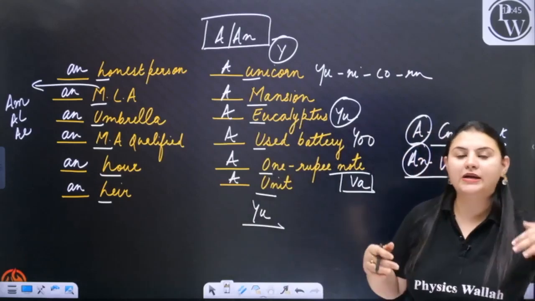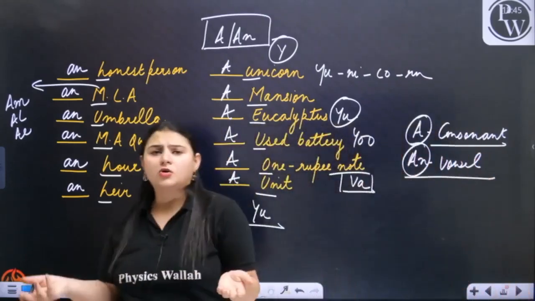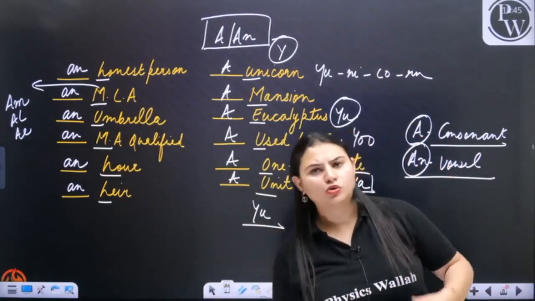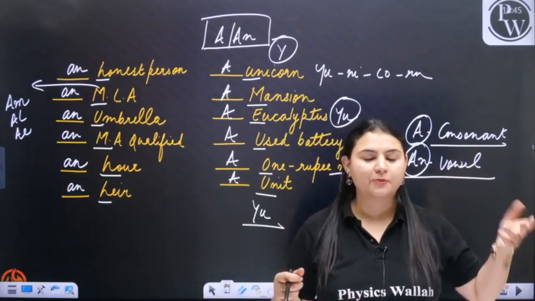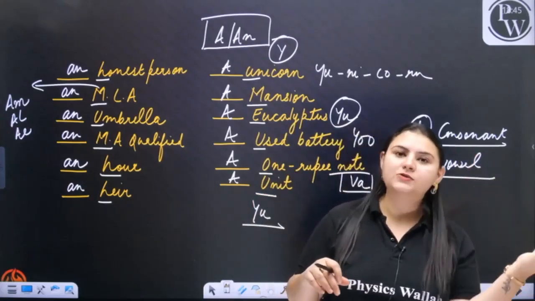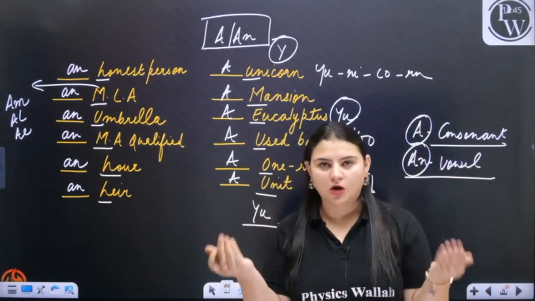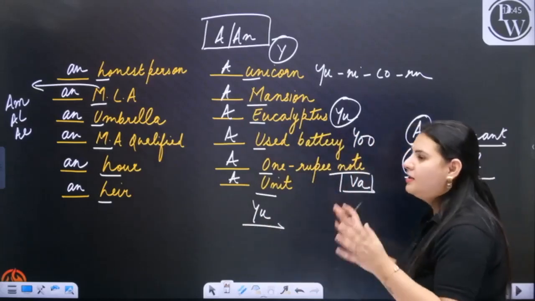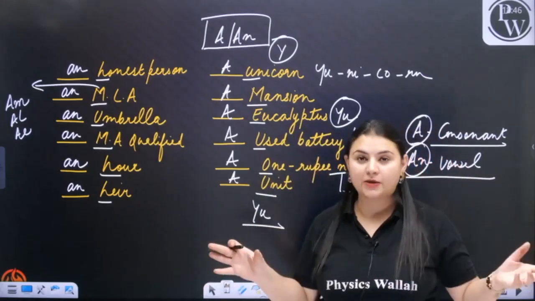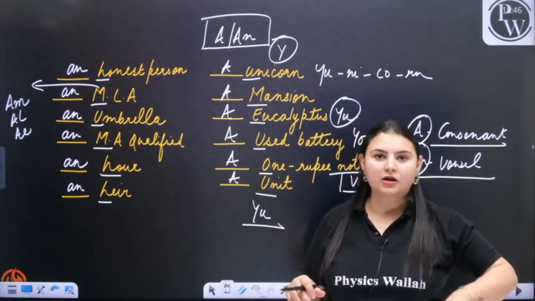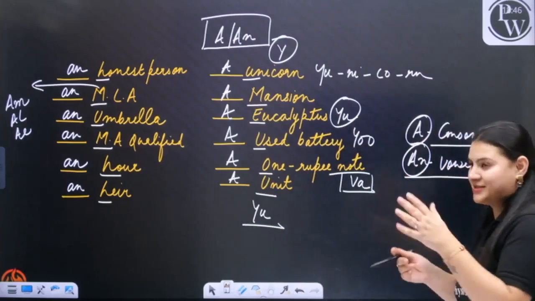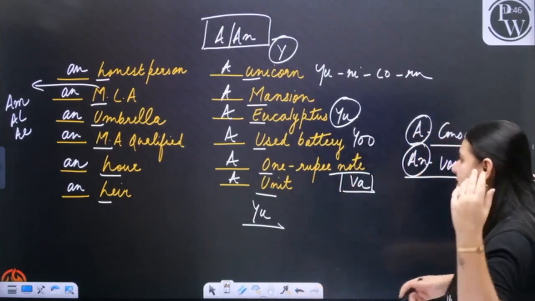So, what did we learn? We learned that we do not have to just look for consonants and vowels. Since childhood we have been learning that A, E, I, O, U are vowels and the rest of them are consonants. So, we do not have to just look for them. We have to look for their sounds, the sounds of consonants and the sounds of vowels. So, that is what we have done here. These are a few exceptions where we have to look. There are plenty. Whenever you have to use A and an, you must see for the sound. You must listen to the sound, not see.